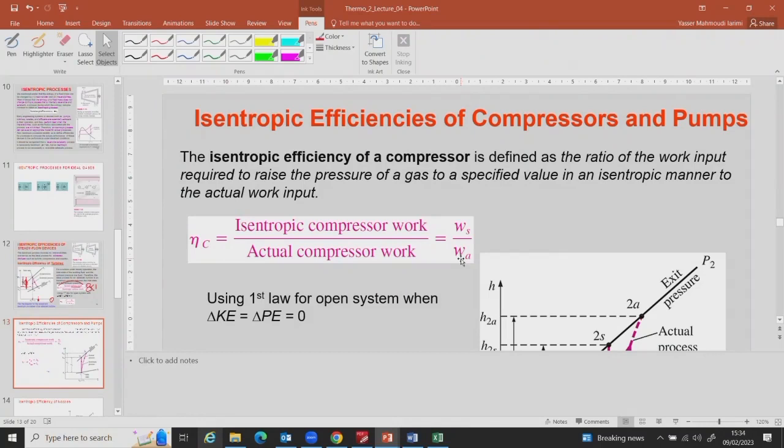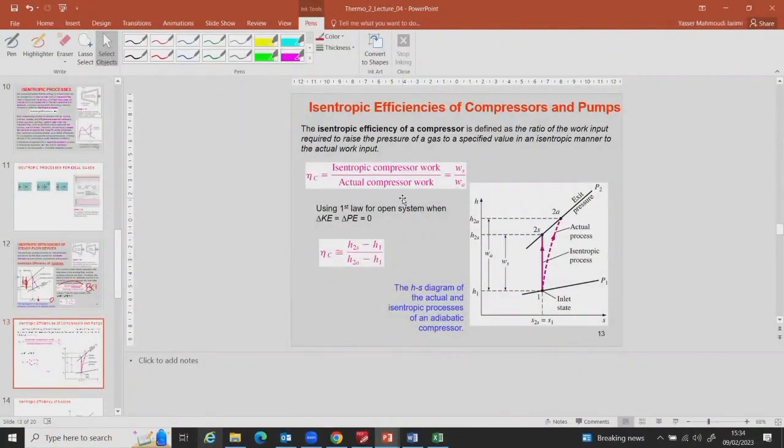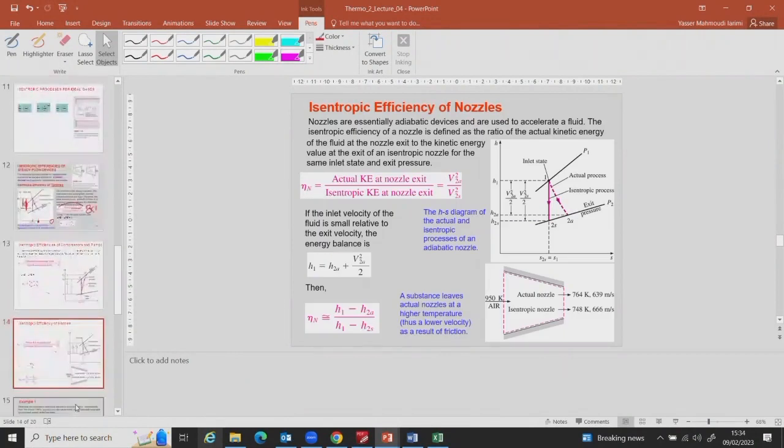And another component. So these are the two most important ones, pumps and turbines, and we also have diffusers.